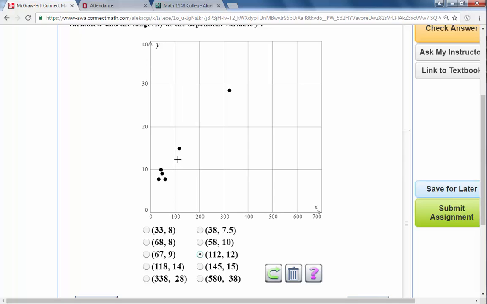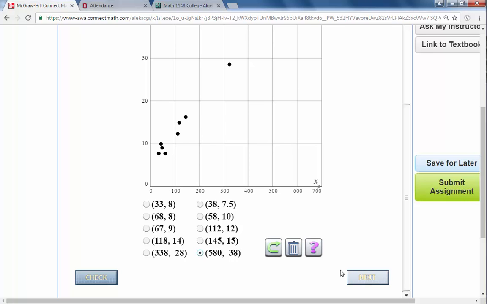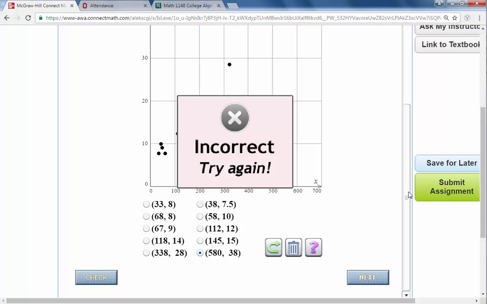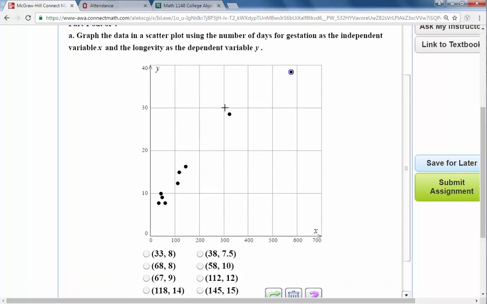145, 15. 580, 38. Way up there. Right? 580, 38. Okay. I hope the system is a little forgiving. Let's check. Hold on. Let's check. Anyway, I probably messed up somewhere. But you see how these dots are lined up, correct? You pretty much have the idea.